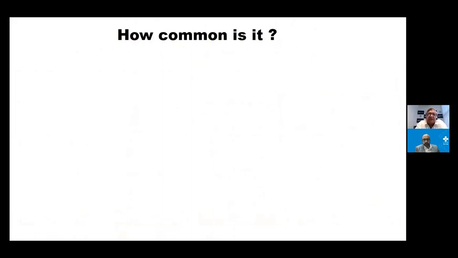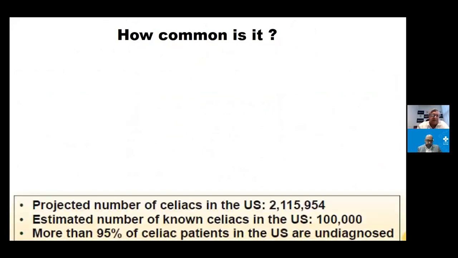So how common is celiac disease? This question was asked by a professor at Harvard. He suggested that the projected number of celiacs in the US is 2 million or more. But the estimated number of known celiacs is 100,000. In a way, hinting that more than 95% of celiac patients in the US are undiagnosed.